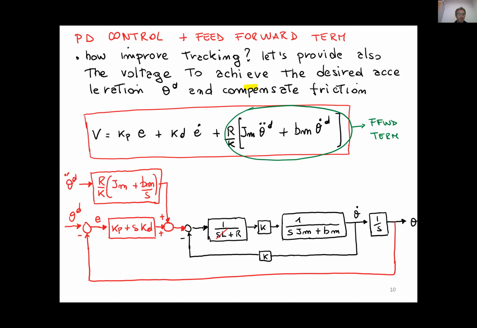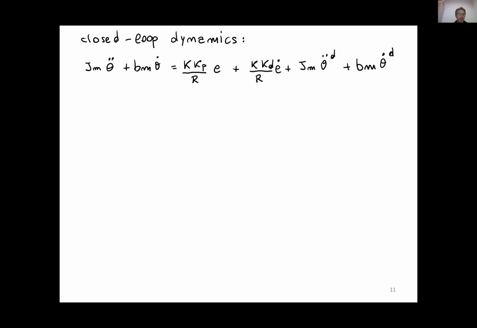And if we look at the closed loop dynamics, this time you see that the reference and its first and second derivatives are there. And if you compute the error dynamics, this time we won't have problems, because the input to the error dynamics will be 0. So the error dynamics will naturally converge to 0.